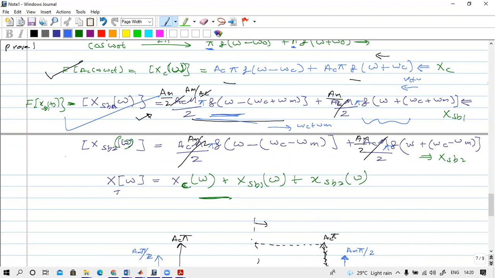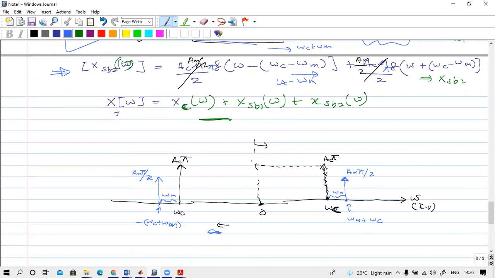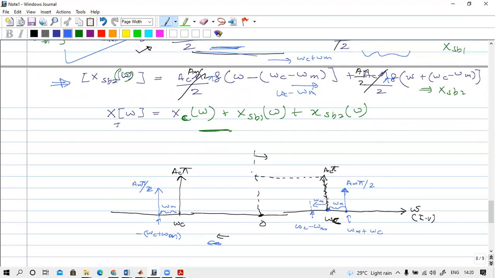Then we go to the second sideband. If I consider this term, you can see omega_C minus omega_M shifted to this side. In the same manner, if I measure omega_M from omega_C to this side, that point will be omega_C minus omega_M. So that impulse is here.